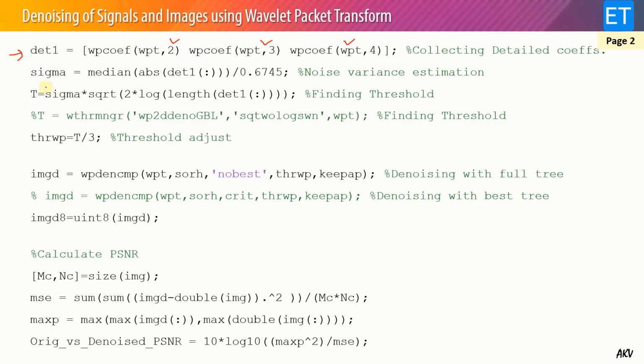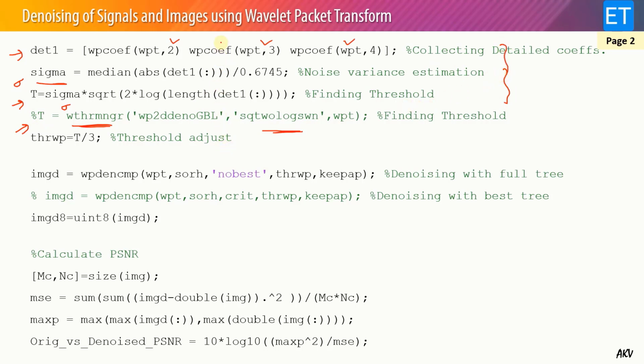Okay. And now I am calculating the noise standard deviation sigma, again with that MAD method. So median absolute deviation divided by 0.6745, and then we are calculating this universal threshold or square root log method. So the sigma multiplied with the square root of 2 log length of the detail coefficients. So by this way I can find the value of the threshold. Okay. And fortunately MATLAB also has an inbuilt function, wthrmngr, the wavelet threshold manager. So if you run this line, you will get the same value of the threshold t which I have achieved with these 2 or 3 lines. Okay.